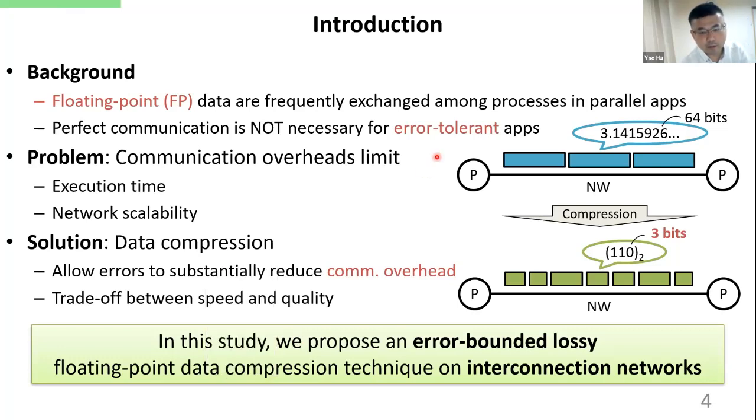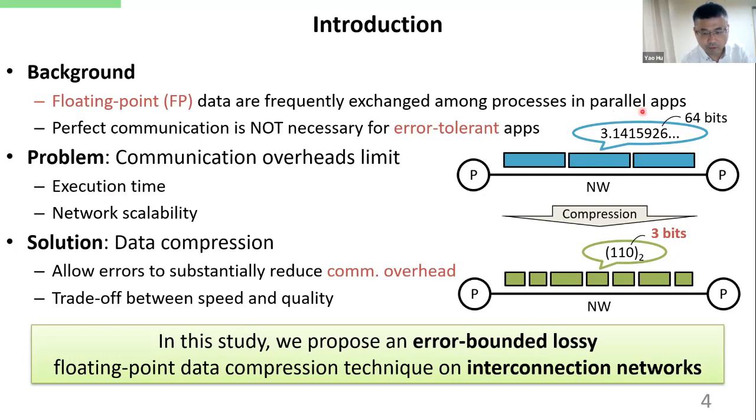We know that in parallel applications, floating point data are frequently exchanged between the computer nodes. For some error-tolerant applications, perfect precision or perfect communication is not necessary. In most cases, the communication overheads have a side effect on application performance, like execution time, and network performance, like scalability. So the solution is data compression, which means we can allow some errors to substantially reduce the communication overhead.